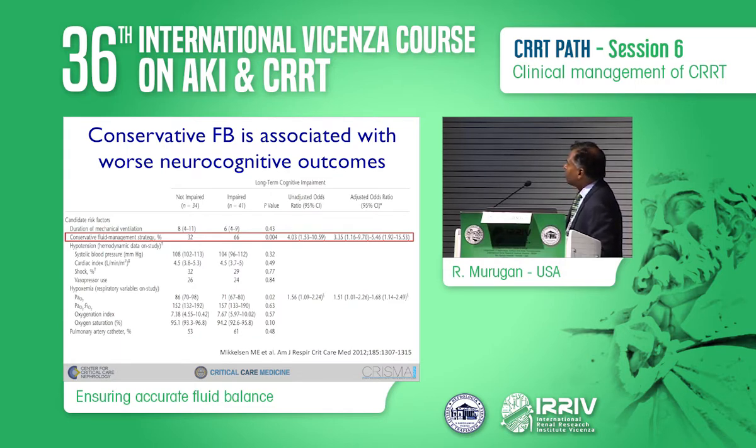But yet, if you look at the long-term 1-year outcome data on patients who were randomized to conservative fluid balance, you can see there's an impairment or worsening of the neurocognitive function at 1 year. Now, it's important to remember that 50% of the patients who were enrolled in this trial died by 1 year. So this is outcome assessment in the remaining 50% that survived up to 1 year.